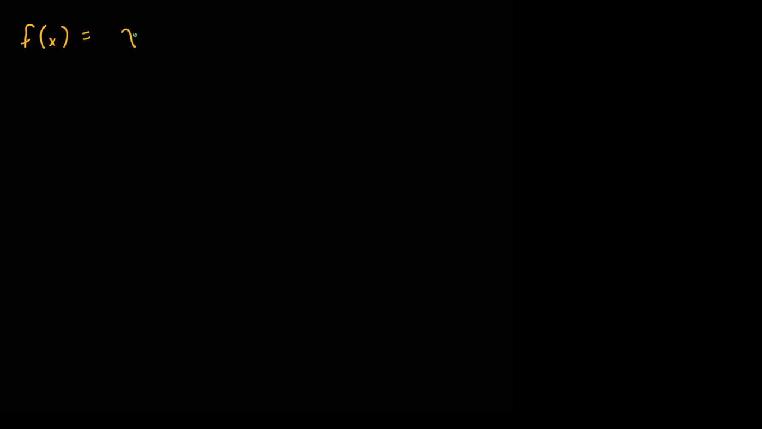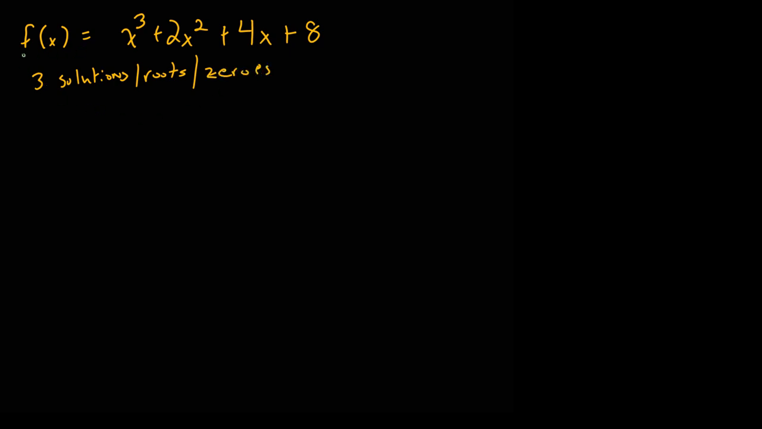So let's see here. We have x cubed plus 2x squared plus 4x plus 8. All right, so this has 3 as its degree. So we're going to have 3 solutions, 3 roots, 3 zeros. Now, Descartes' rule of signs, if I look at the positive version of this, there are no sign changes. Right? It's all positive. So there should be no positive roots.